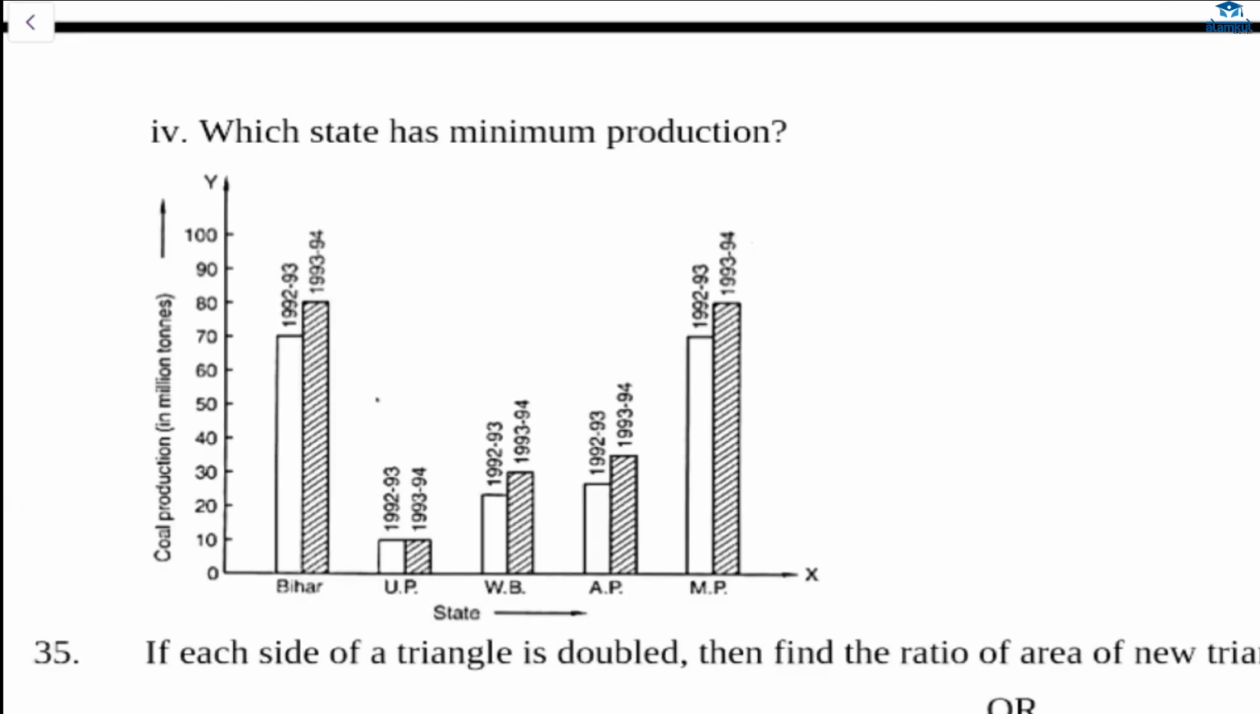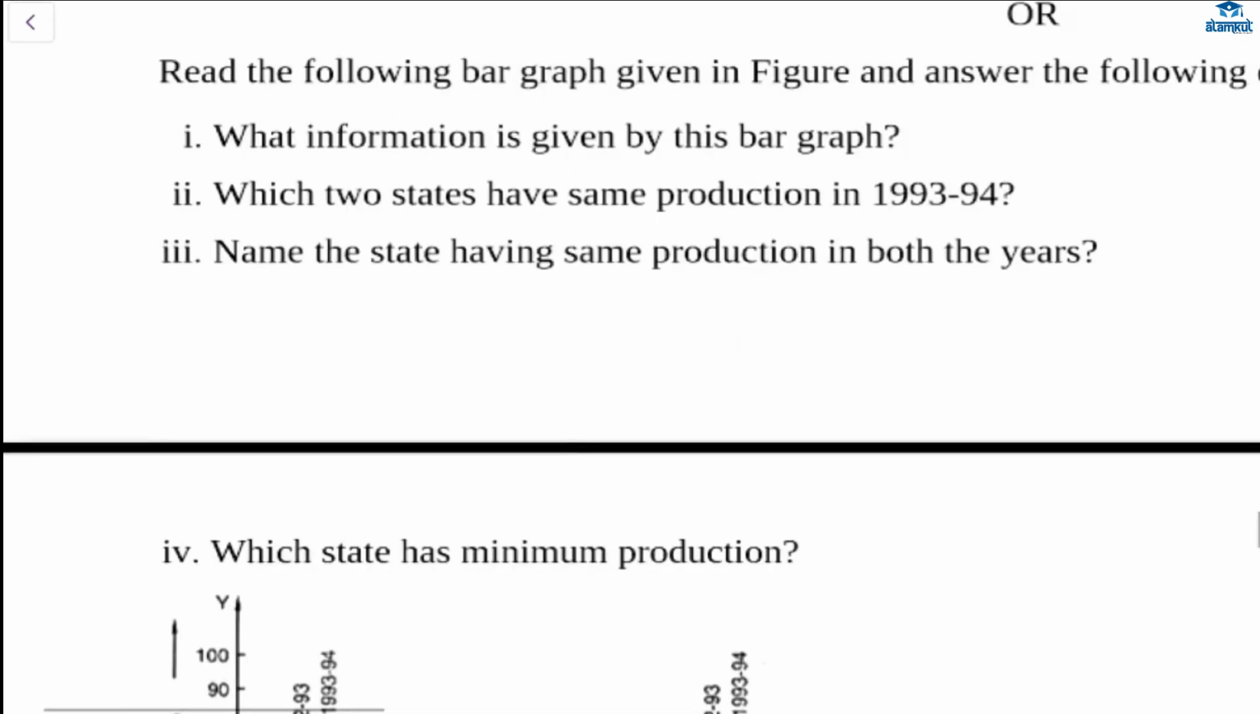1993, I don't see any. Bihar and MP. Yes, Bihar and Madhya Pradesh. In 1993 to 1994, they have the same production of coal, that is 80. Look, it is 80. Okay, Bihar and MP. Just by looking at the graph, you have to answer it.